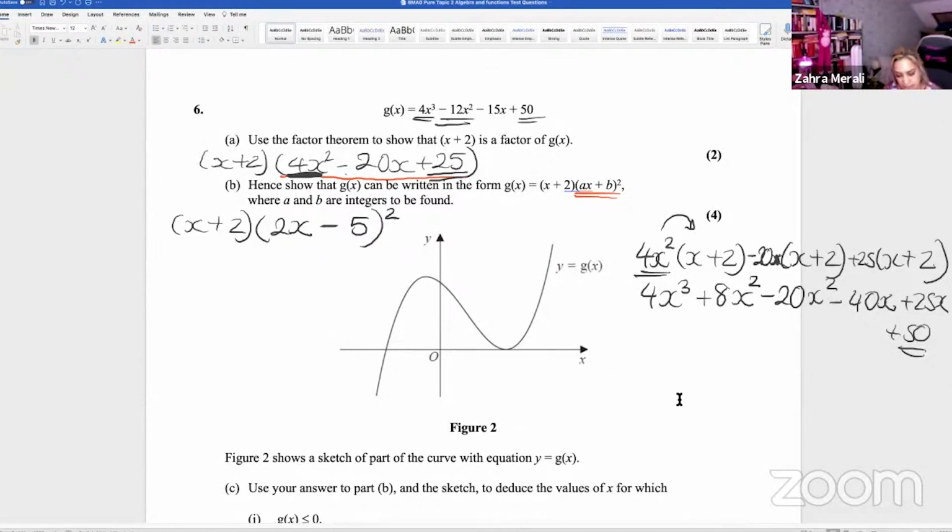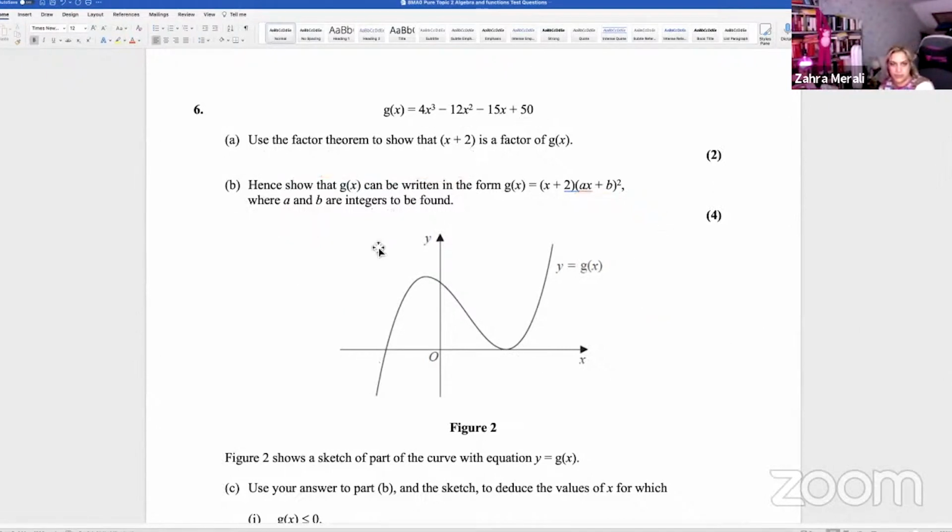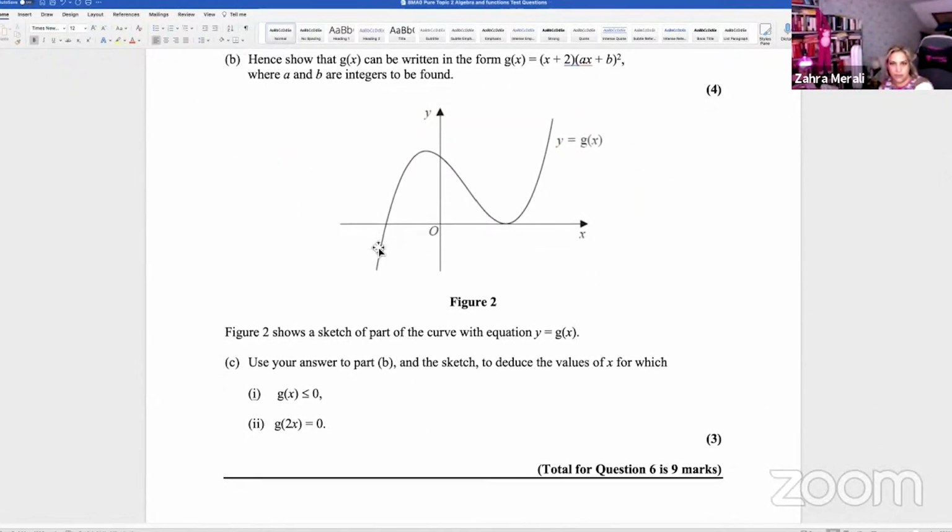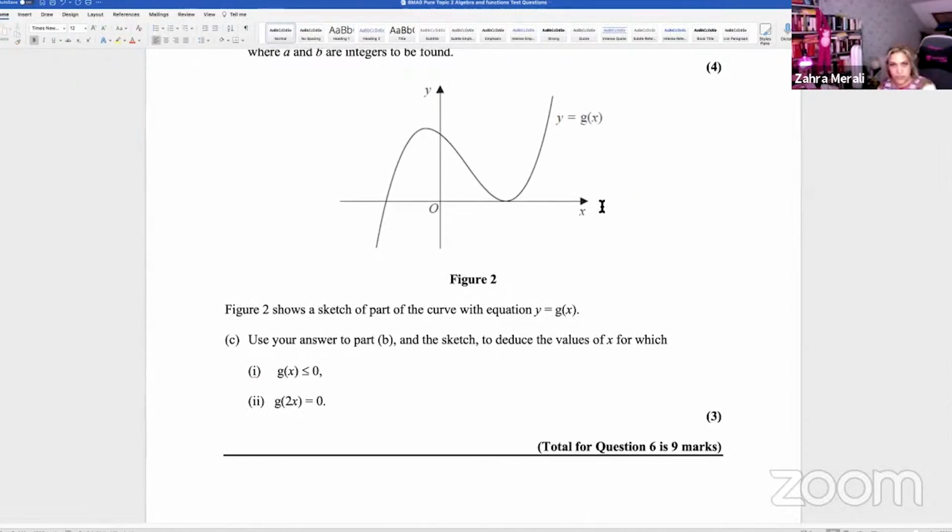So now we can see we've got one root, which is x equals minus 2, and we've got x equals 5 over 2. Because it's squared, it's the bit that it sits on. So we know this is going to be minus 2, and this is 5 over 2. Let's scroll up and stick those values into the graph. So what we just found out was that this is minus 2 and this is 5 over 2.